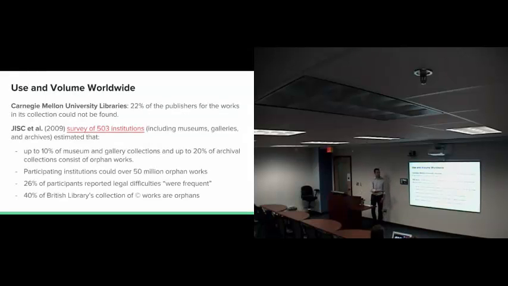Another part of the reason why this is a problem is that the volume of orphan works worldwide is just massive and kind of staggering. So even for published works, Carnegie Mellon University Libraries did a bit of a study of its collection, looked at a sample of its published works, and tried to determine for how many of them they could actually identify the publisher.